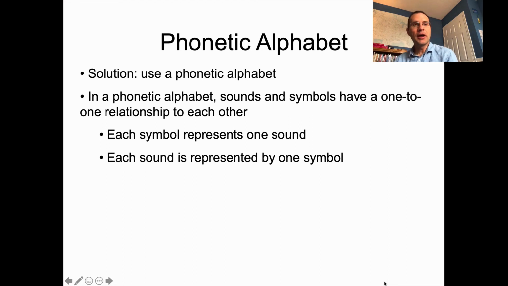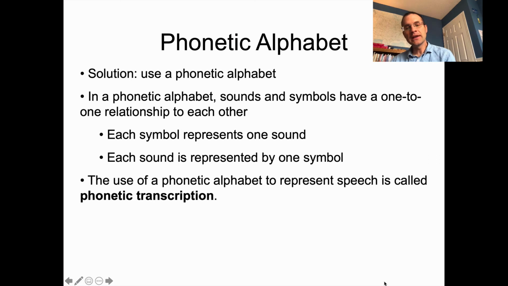So what I mean by a one-to-one relationship is that each symbol that we use in writing or transcribing a segment of speech, each symbol represents one sound. Each sound is only going to be represented by one symbol, and that relationship is going to be 100% consistent over and over again. That's what makes the alphabet phonetic.